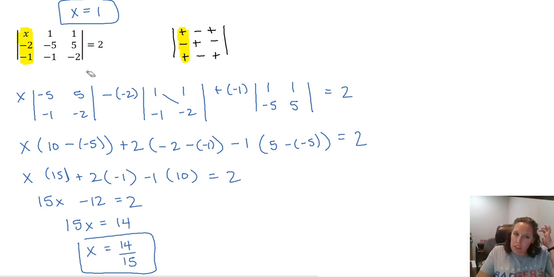And so the x value that would make that determinant 2 is going to be the value 14/15.